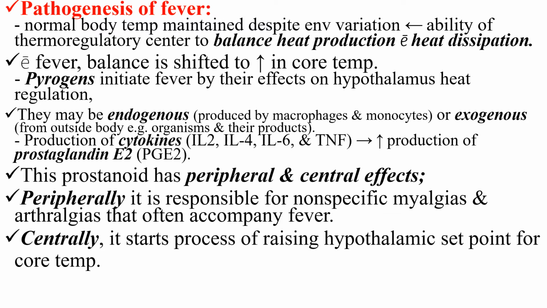This prostanoid has peripheral and central effects. Peripheral effects: it is responsible for non-specific myalgia and arthralgia that often accompany fever. Centrally, it starts the process of raising the hypothalamic set point for core temperature. So prostaglandin has two effects, peripheral and central. Peripheral: non-specific myalgia and arthralgia. Central: raise the hypothalamic set point for core temperature.